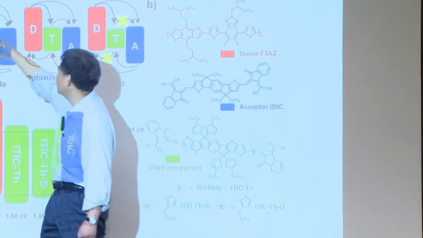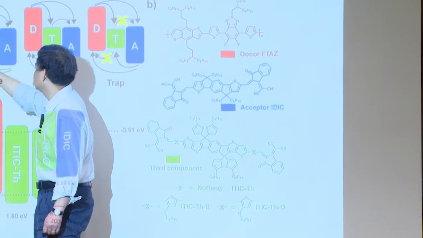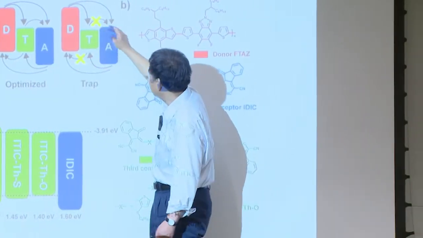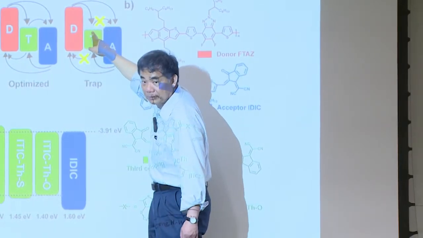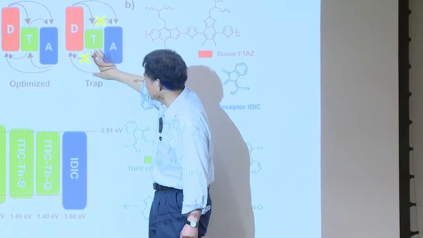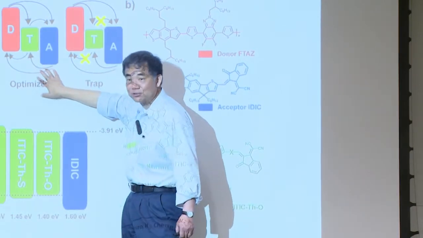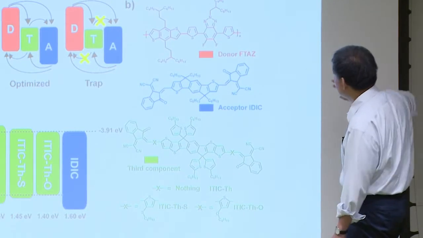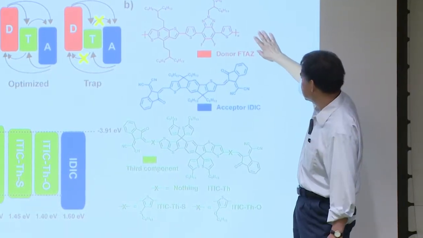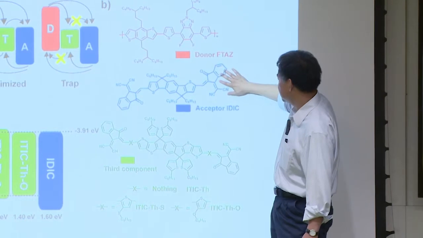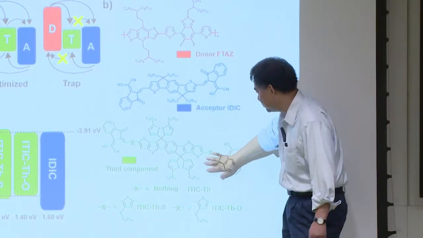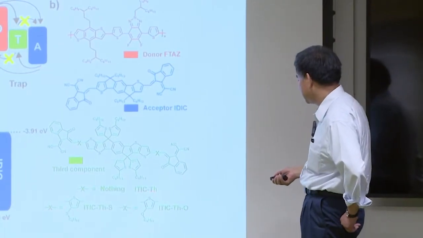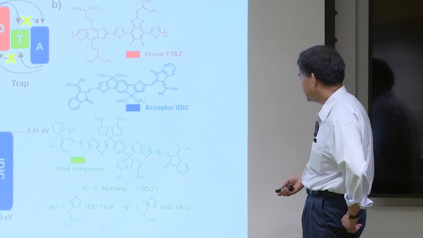And then one can have absorption come down here, but this one, the energy gap is not small enough. This one is too small, and the charge will come over here and get trapped in between. So you don't want the trapped system. You want the optimized system. So I hope now I explained clearly to you. So that's the reason you have the red color component, that's a donor FTAZ, acceptor IDIC, and then the third component is so-called, I don't know if there is a name, ITIC-Th.